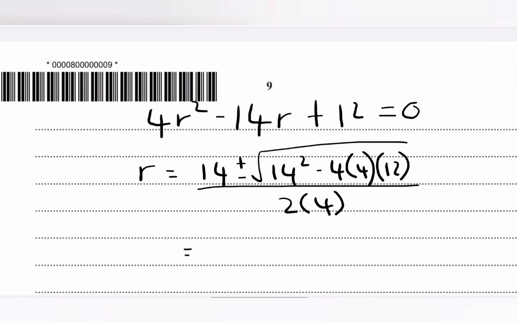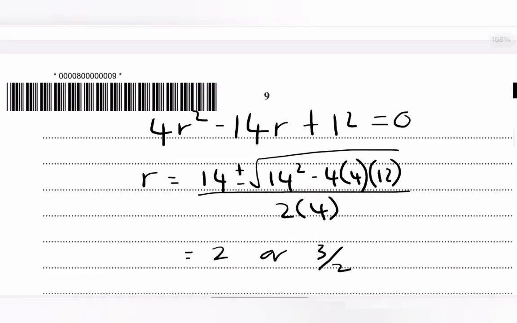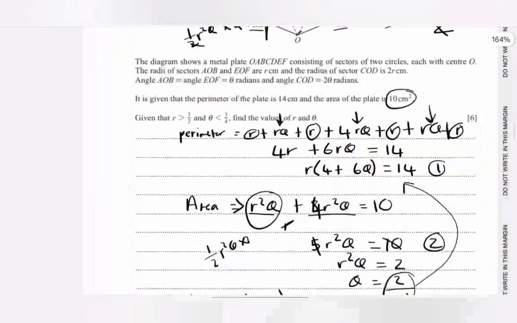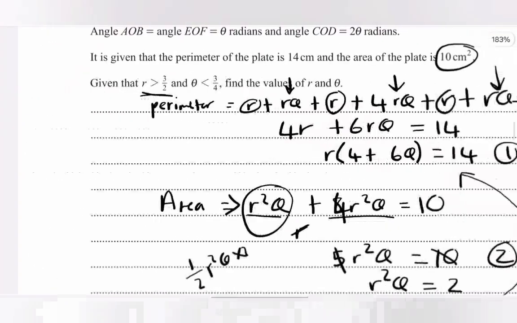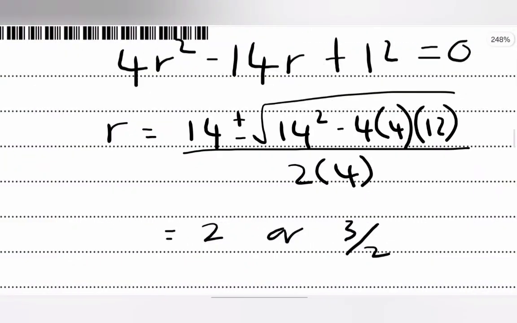And that gives us 14 plus root of minus 4 over 2, 4. And that is giving us r to be 2, or r to be 3 over 2. But if you remember, in the question I told r is greater than 3 over 2. So we're just going to take r to be 2.